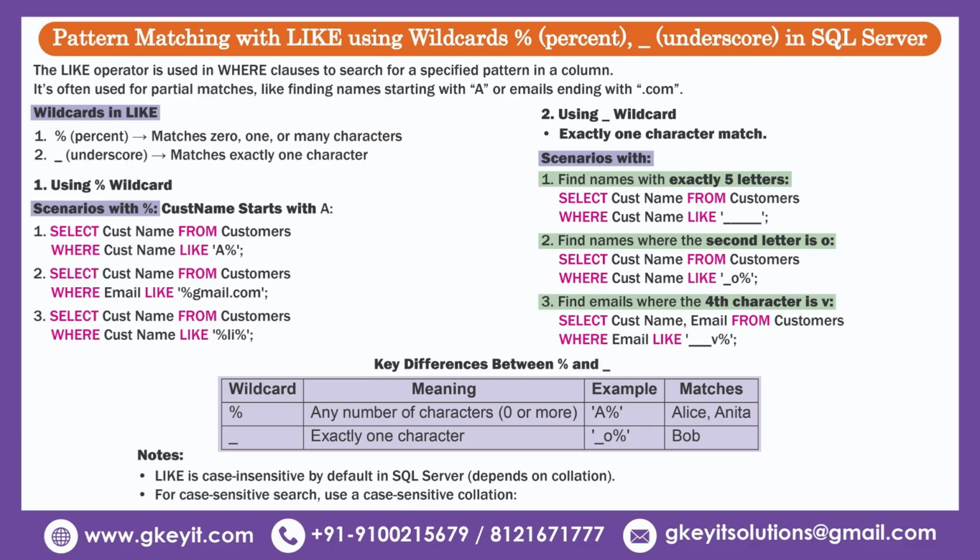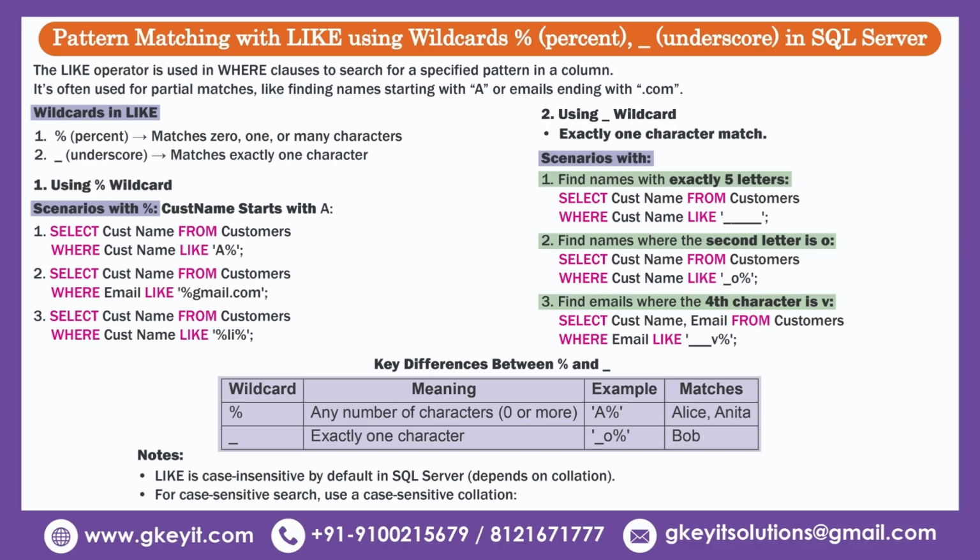And coming to the third one, find emails where the fourth character is V. There is a query, SELECT customer_name, email FROM customers WHERE email LIKE, and we have to include 4 underscores, then V, then %. In this scenario, before V there would be 4 characters and after V there will be many characters. By using %, we are going to fetch this. So we are finding emails where the 4th character is V.